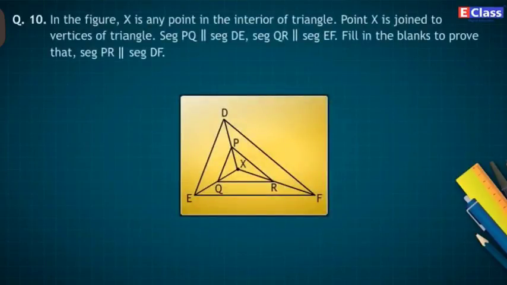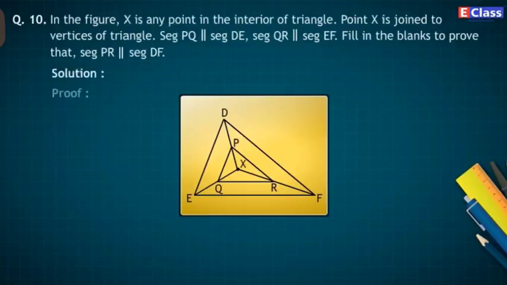Question number 10. In the figure, X is any point in the interior of a triangle. Point X is joined to vertices of the triangle. Segment PQ is parallel to segment DE. Segment QR is parallel to segment EF. Fill in the blanks to prove that segment PR is parallel to segment DF.